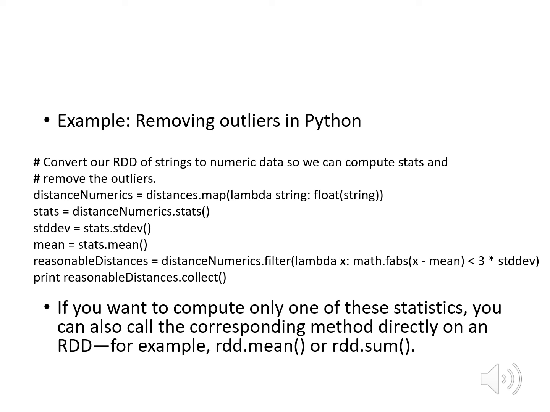Here is an example of using the statistical counter to get the useful statistics from a numerical RDD, and this example finds the outliers and removes them from the RDD. So here the distance numerics is an RDD, and its statistics are obtained. Then from the statistics, we can get the standard deviation and the mean of this RDD, and then we compare a point in the RDD with the mean and the standard deviation. If this point is far away from the mean, then it will be considered as the outlier, and we only keep the data within 3 standard deviation from the mean.